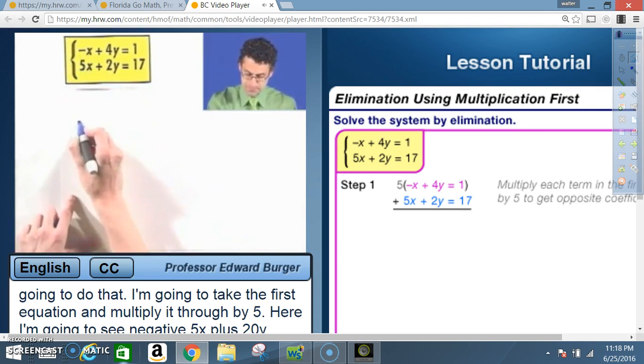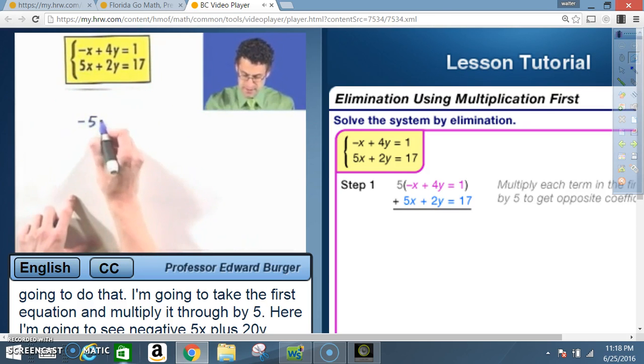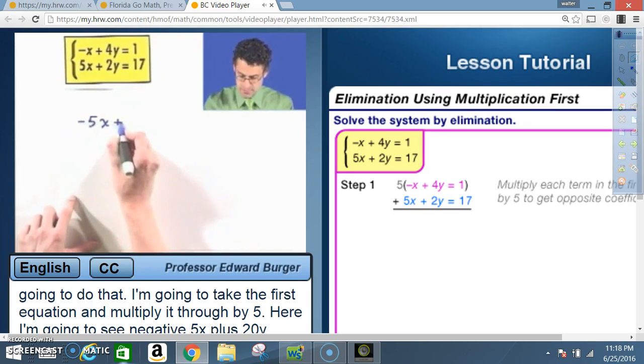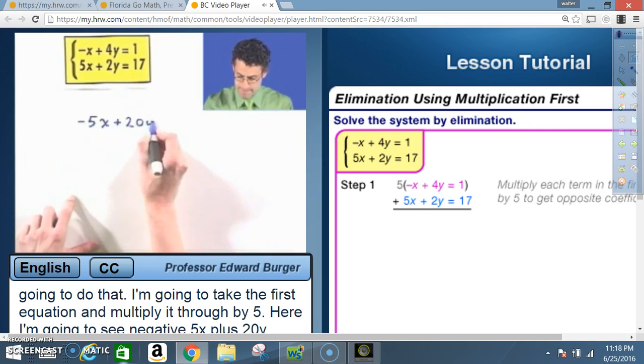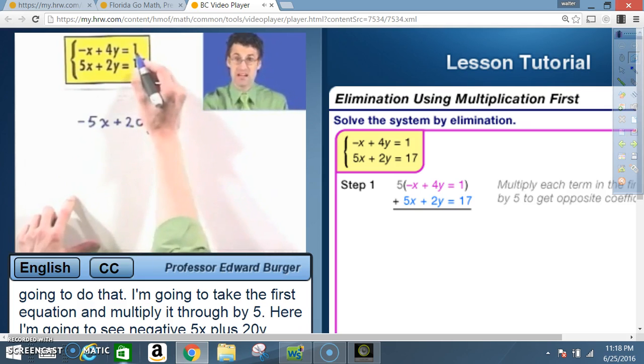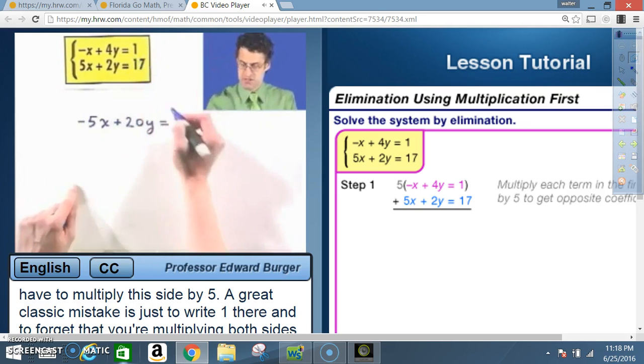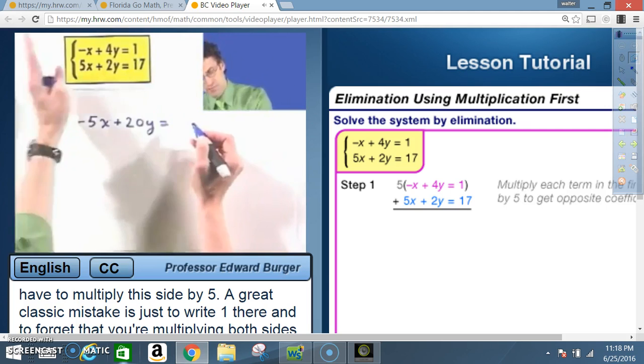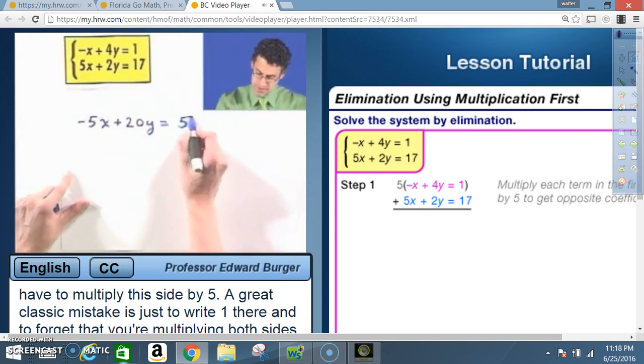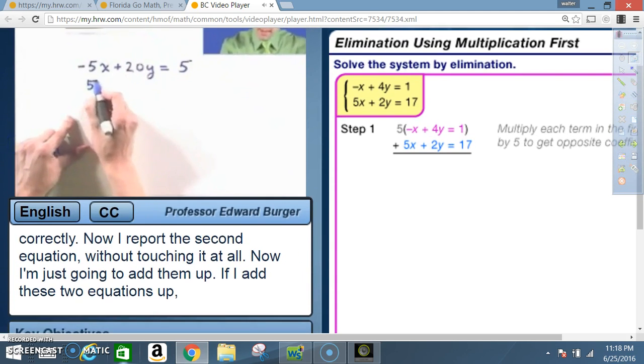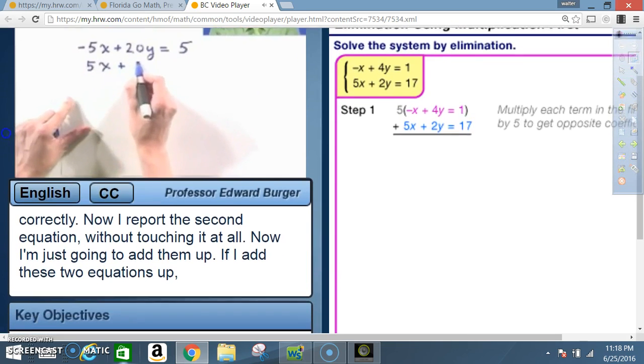So here I'm going to see a negative 5x plus 20y equals, and I have to multiply this side by 5. A great classic mistake is just to write 1 there and to forget that you're multiplying both sides by 5. So that's it correctly. And now I report the second equation without touching it at all.